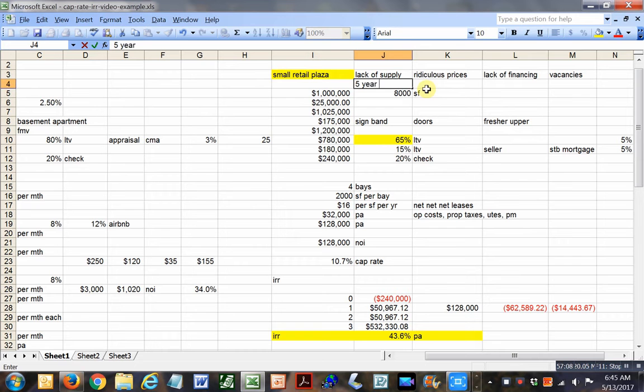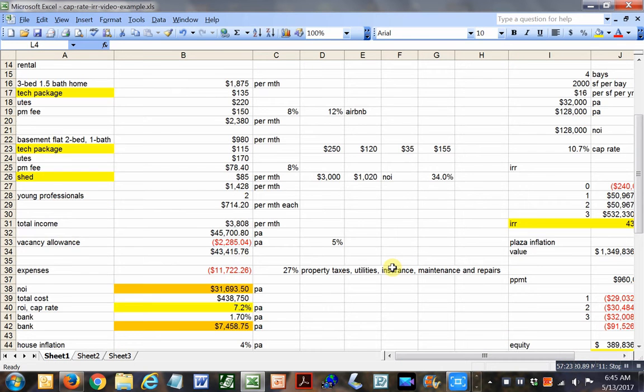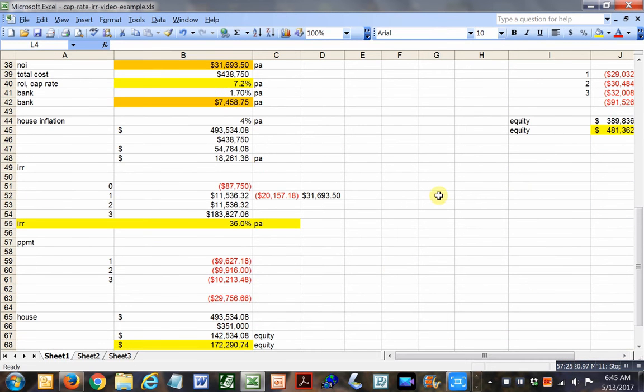Now, the good news about commercial, so that's the bad news. The good news is that typically there are 5-year leases, which is good, and they're typically net leases. So it's a lot less hassle for you, the landlord. So some good stuff and some bad stuff, but there you go. So I think we're done now.